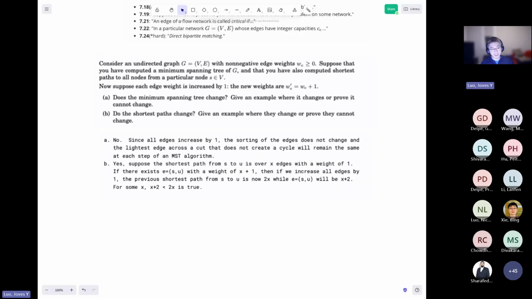Here's what I wrote. Since all edges increase by 1, the sorting of the edges does not change, and the lightest edge across a cut that does not create a cycle will remain the same at each step of an MST algorithm. The second part is yes. Suppose the shortest path from S to U is over X edges with a weight of 1. If there exists some edge with a weight of X plus 1, so we have a path with x and a path with x plus 1, then if we increase all edges by 1, the previous shortest path from S to U is now 2 times x, right? It costs twice as many to take those x edges, okay? Whereas the other path only adds plus 1 to it because it's a single edge, right? So for some x, x plus 2 is going to be less than 2x, right? And it's actually mostly true for any x, especially if these are positive edge weights. So it's no and then yes.